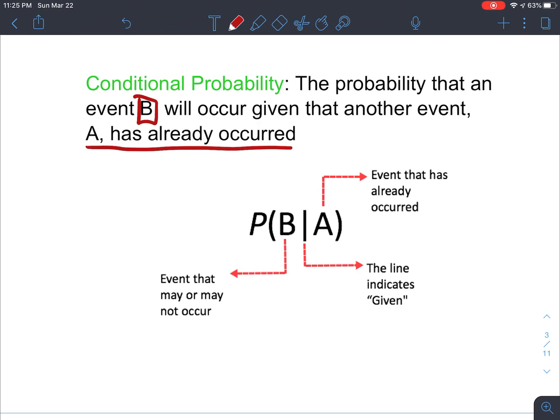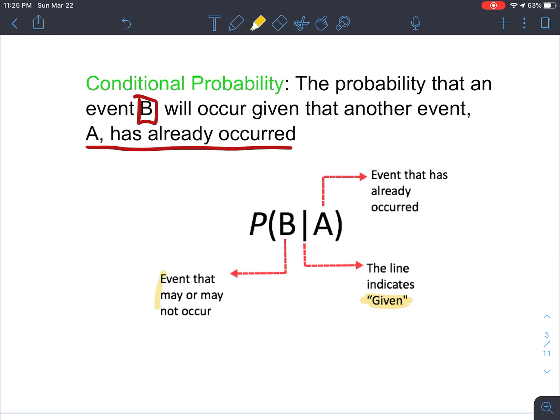We're still using the P to represent probability with the parentheses, but you'll see the two events, B and A, separated by this line. Okay, we read this line as given. So how is this read? The probability that event B will occur given that A has already occurred.